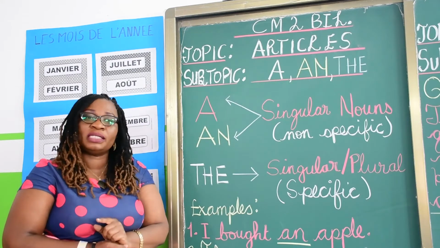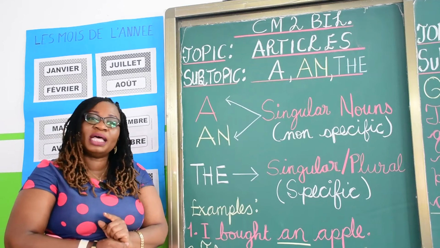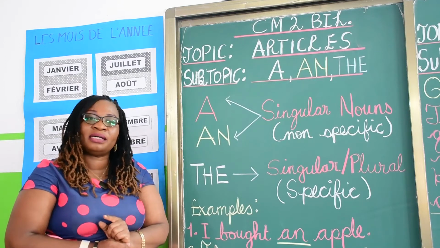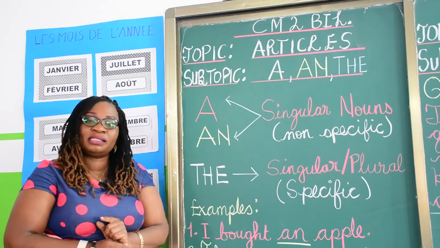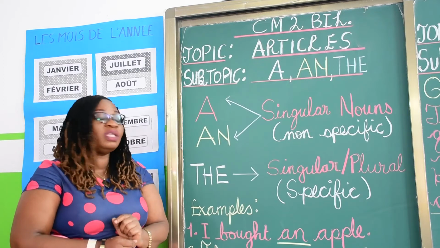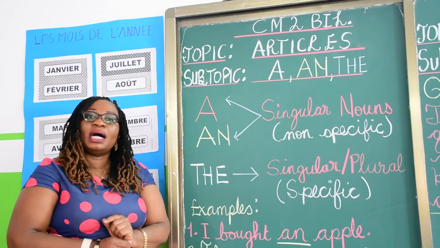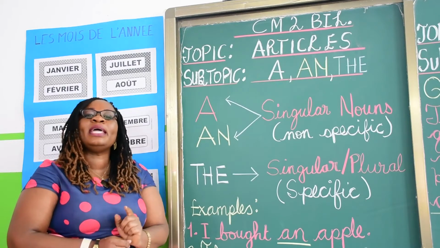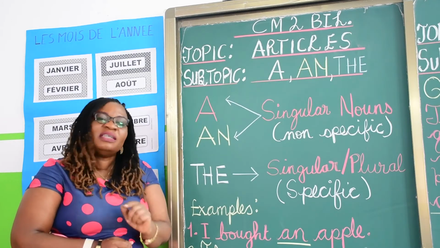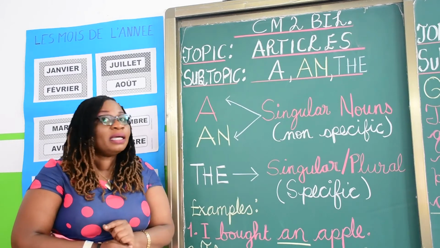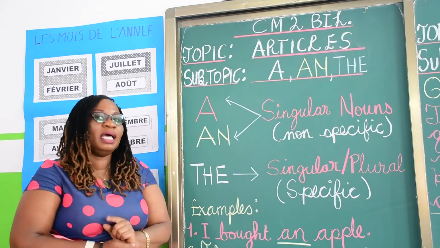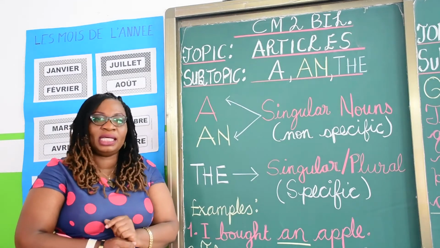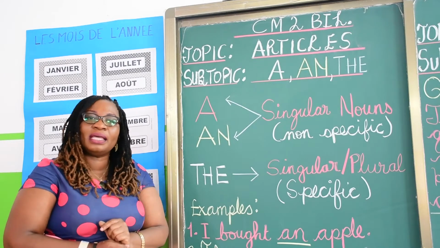And let me give you an example. An example is a calculator. Calculator begins with C, and C is a consonant. And so we say a calculator. You can never say an calculator. It is wrong. A calculator.